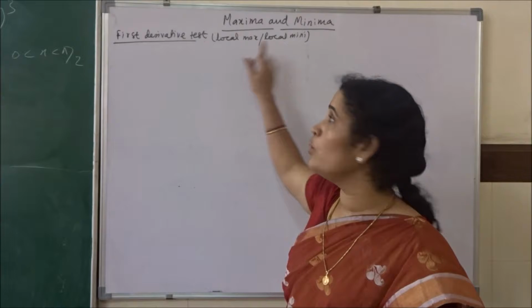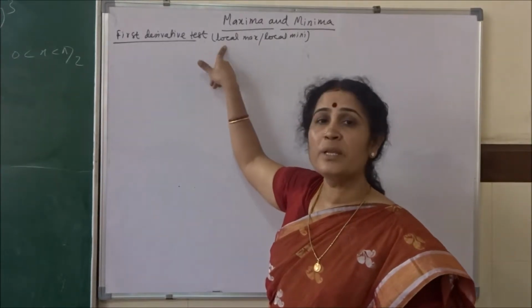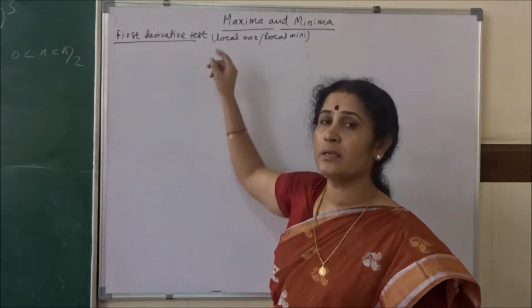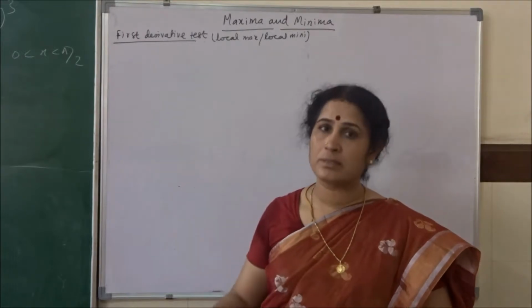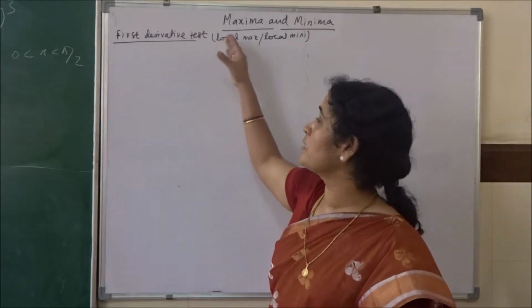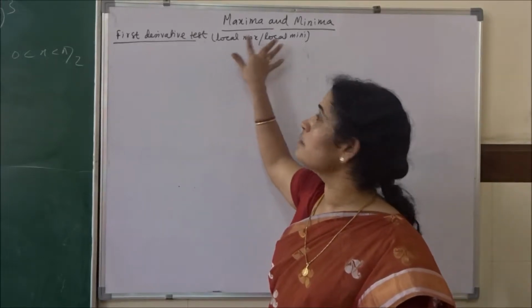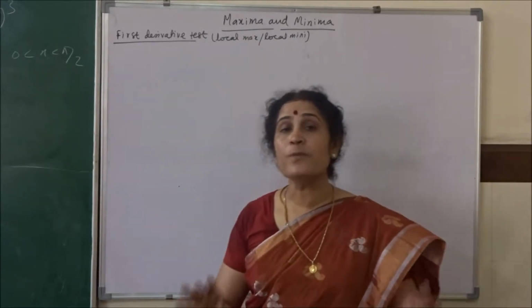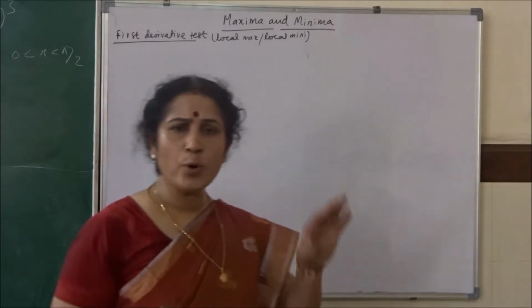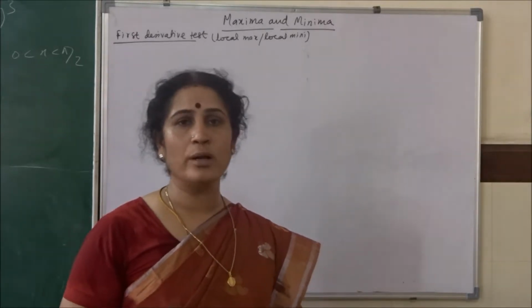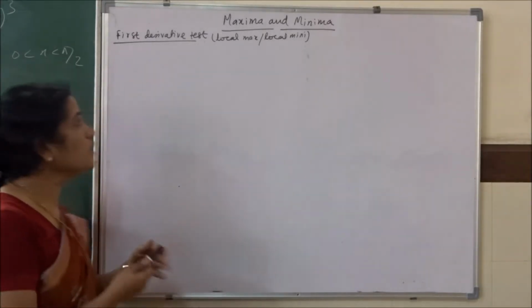maximum, local minimum. Local, why we say local? It means the very nearest value. We are taking the very nearest value for testing, whether this is a maximum or minimum. Clear to you? So first derivative means local maximum and local minimum. So what is the first derivative? It is quite an important topic and the easiest one. So try to understand what I am saying here.